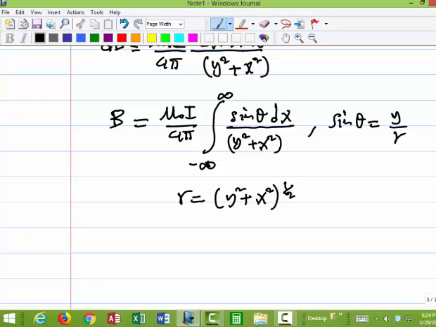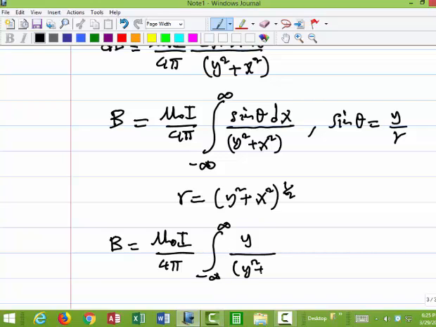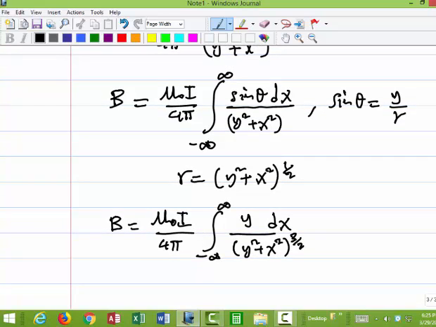Then we shall say the magnetic field B is equal to mu naught I divided by 4 pi, and then we go from minus infinity to infinity. Sine theta, we're going to replace it by y over that quantity, so we shall say y here, and this is going to be y squared plus x squared raised to the power 3 over 2, and then this is dx. I've just multiplied r squared, which is y squared plus x squared, by r, which is the square root of y squared plus x squared, and that gives me y squared plus x squared to the power 3 over 2.